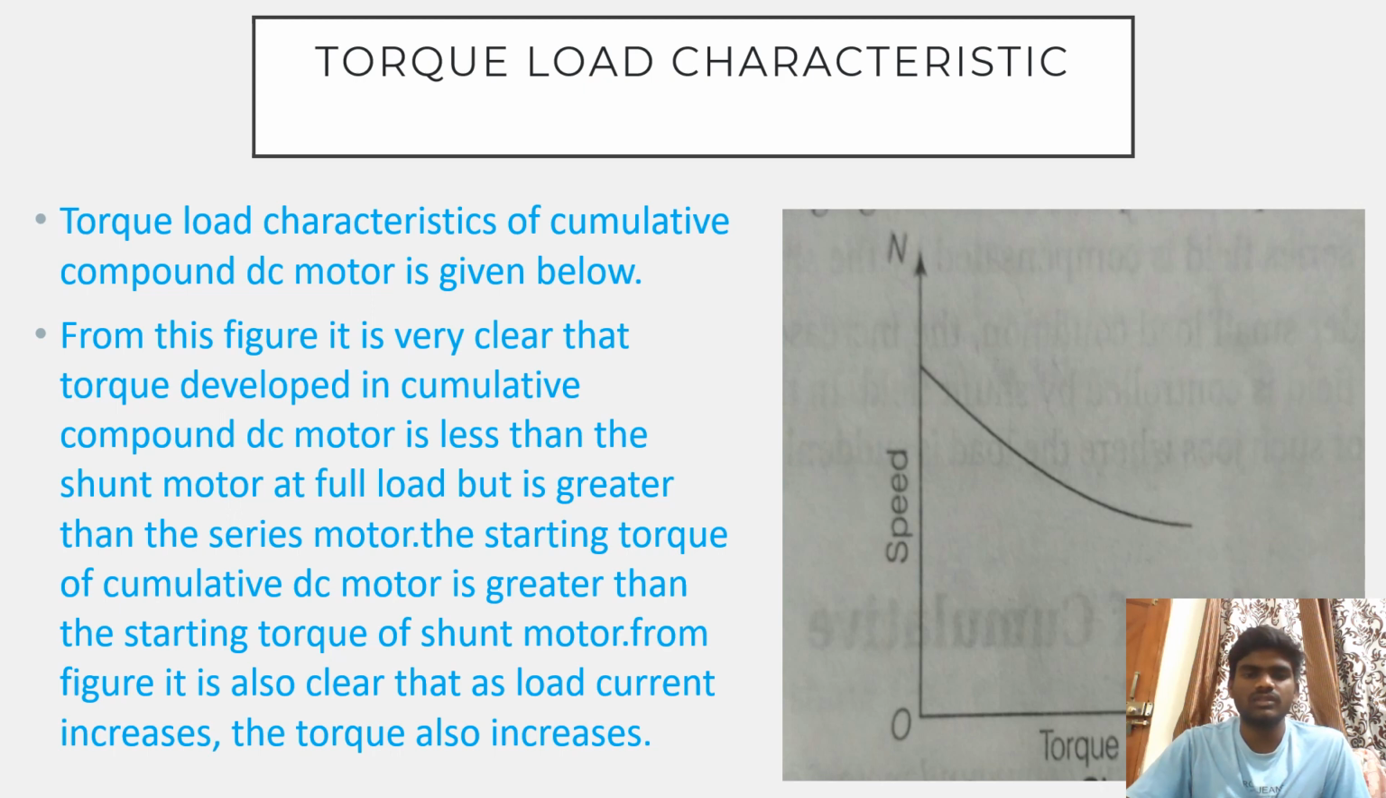From this figure, it is very clear that the torque developed in the cumulative compound DC motor is less than the shunt motor at full load, but greater than the series motor. The starting torque of the cumulative DC compound motor is greater than the starting torque of the shunt motor. It is also clear that as the load current increases, the torque also increases. So this is the first type of characteristics of a cumulative DC compound motor.